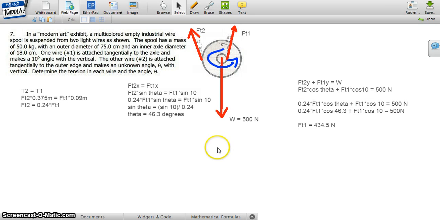Okay, so as soon as I know Ft1, then I can plug it back in over here, and I can figure out what Ft2 is. Ft2 must be equal to 0.24 times 434.5 newtons. That means Ft2 must be equal to 104 newtons.